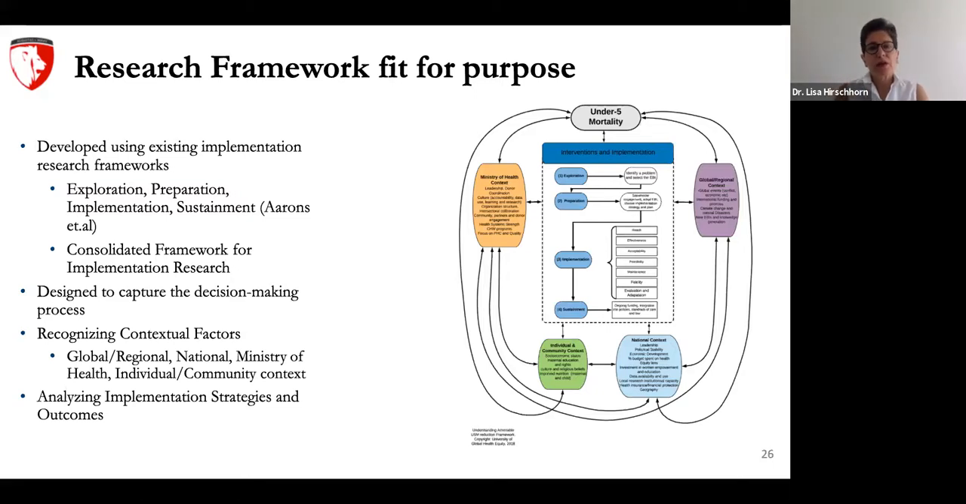And then we also were very concerned about the contextual factors, and we derived from the Consolidated Framework for Implementation Research, which was a very strong framework developed by Laura Damschroder, but recognizing again that there were very different levels. As opposed to the traditional one that people may be aware of, we realized that we had to do the individual, community, and national levels, but also the global, as well as the Ministry of Health. And then, again, we analyzed what implementation strategies were being used and what the outcomes were, for example, of equity, which would be penetration or reach, but also acceptability, adoption, and fidelity.